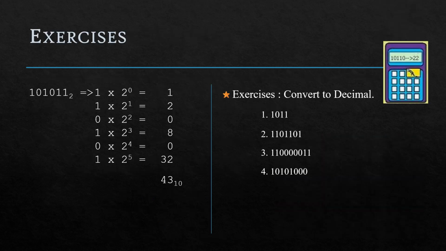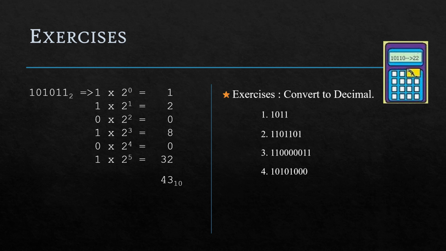Another example, convert the binary number 101011 to a decimal number. So we start from the LSB: 1 into 2 power 0, plus 1 into 2 power 1, plus 0 into 2 power 2, plus 1 into 2 power 3, plus 0 into 2 power 4, plus 1 into 2 power 5, right? And we'll get the value 43. So the decimal number of 101011 is equal to 43 base 10.